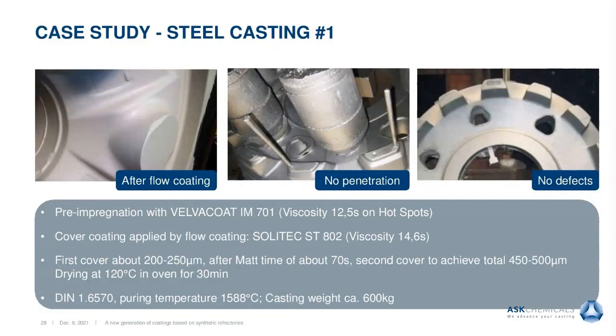After drying at 120 degrees for 30 minutes, the mold was closed and poured with alloyed steel, DIN 1.6570. The pouring temperature was 1588 degrees and the casting weight about 600 kilograms. And as you see on the casting, there are no flaws, and even under the riser, there is no burn-in.